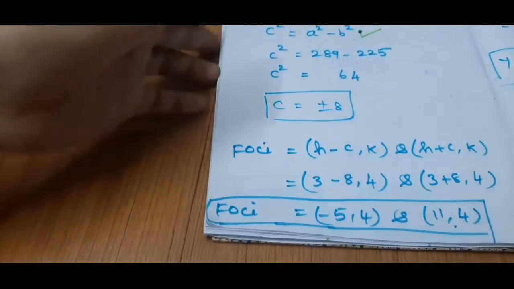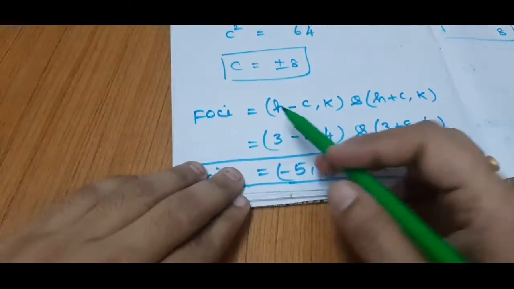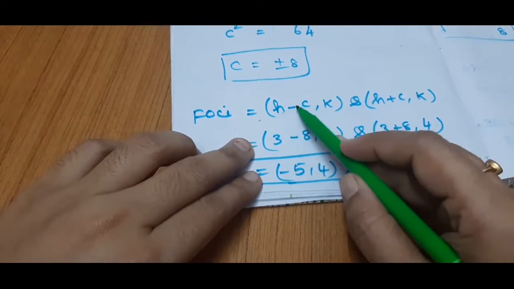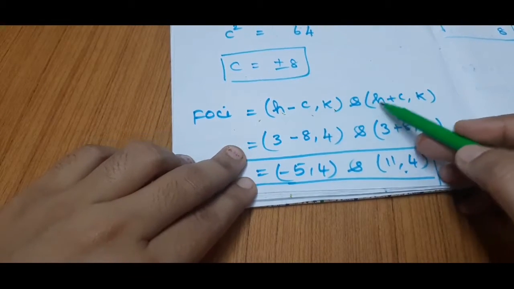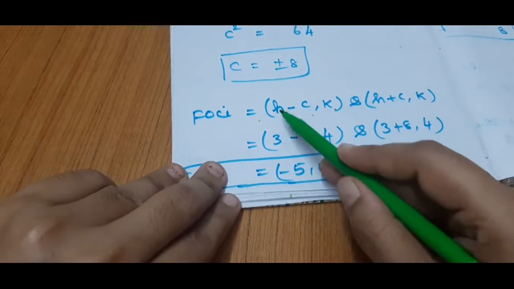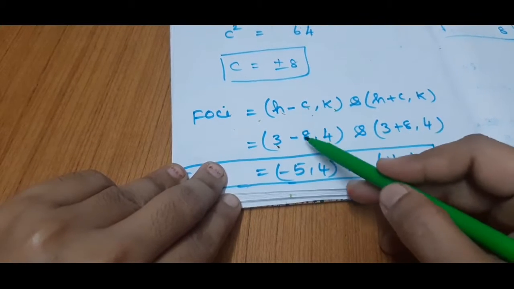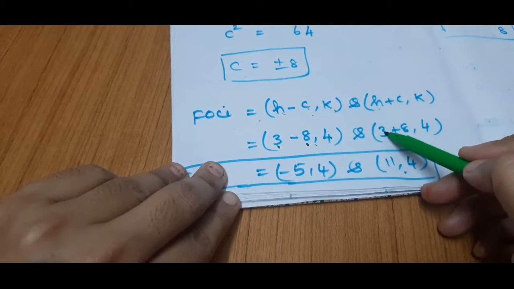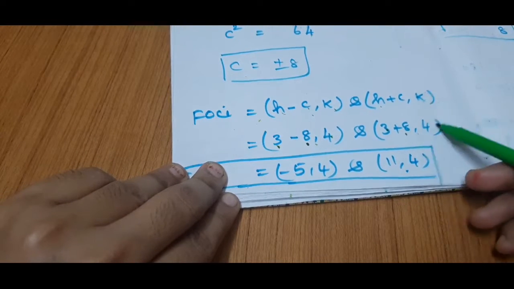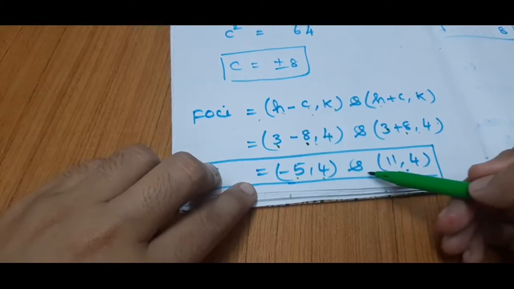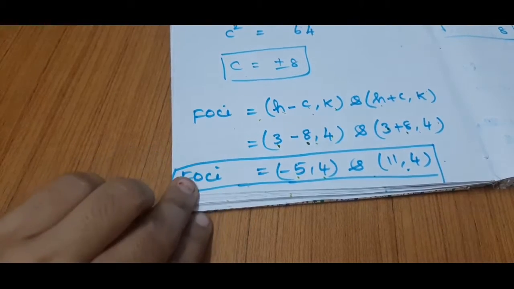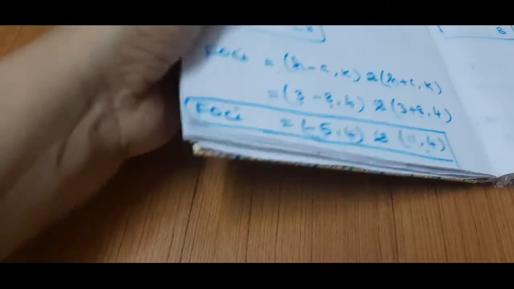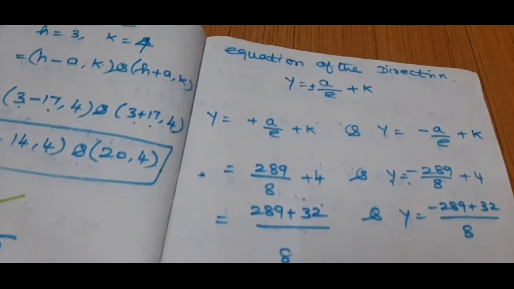So for the foci it will be h minus c, k and h plus c, k. So h is 3 and c is minus 8, 4, and h is 3, c is 8, 4. So minus 5 comma 4 and 11 comma 4. These are the foci of the ellipse.